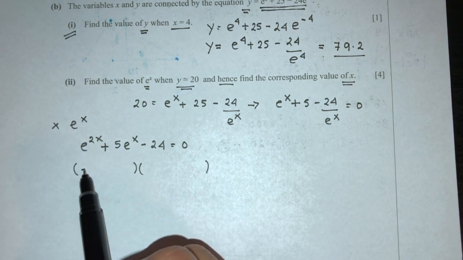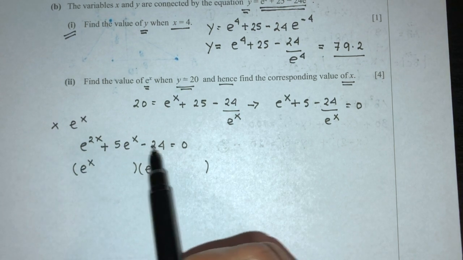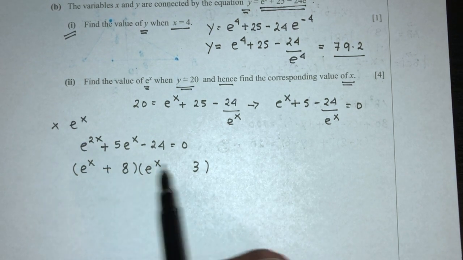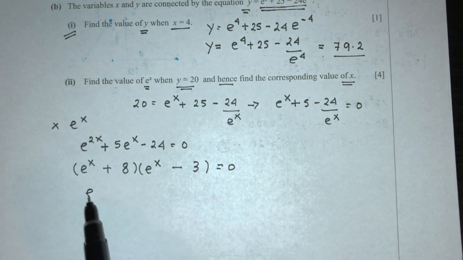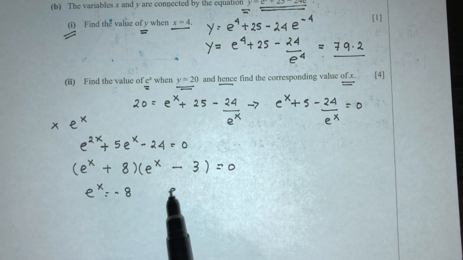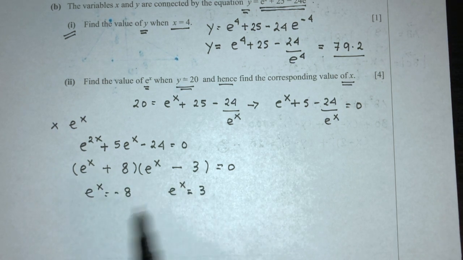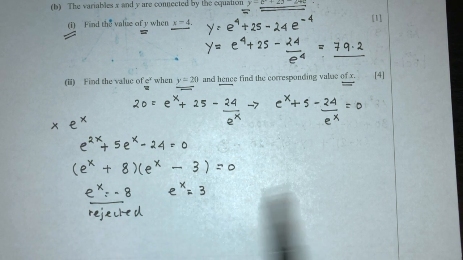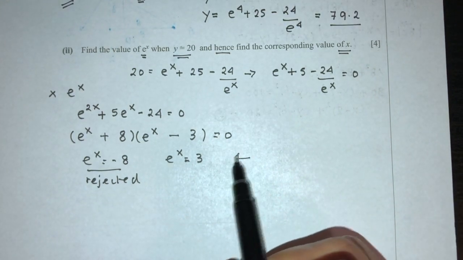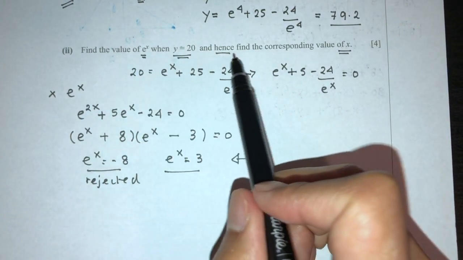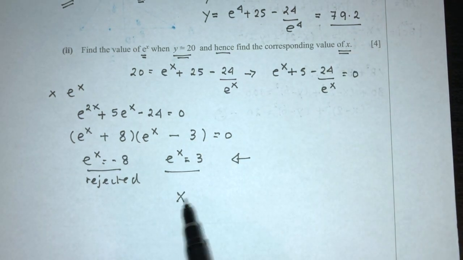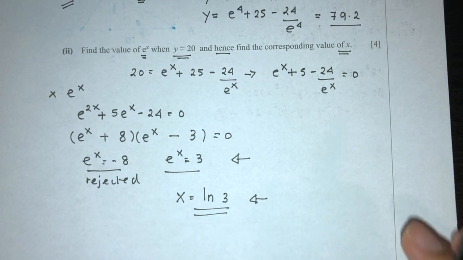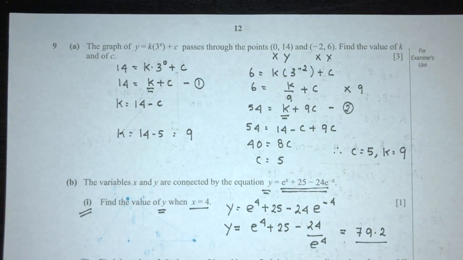This is a square, right? So e to the x times e to the x. 24 is 8 times 3, so 8 times 3. To get plus 5, we have to have plus 8 minus 3. So e to the x can be minus 8, e to the x can be 3. We have to reject this value because e to the x cannot be negative, so reject it. We have only one value left, so this is your answer for this one. Hence, using this, find the value of x. X will be ln of 3. That will be your answer for the value of x. And that is your question number 9.